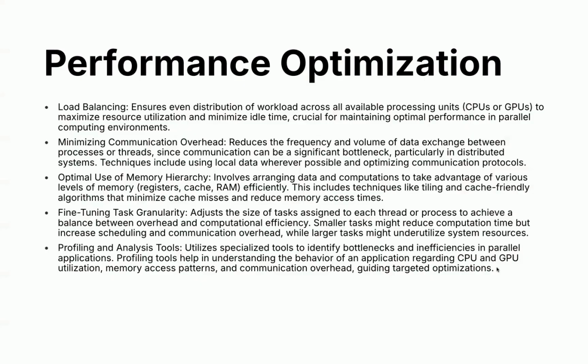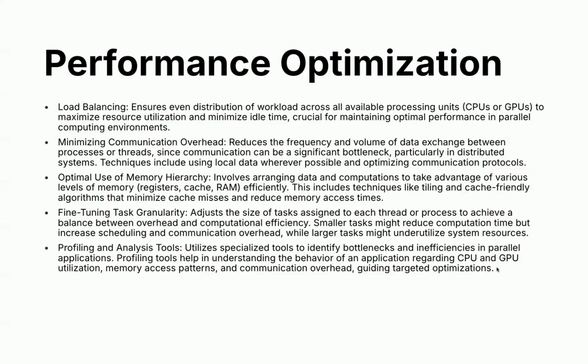Also, optimal use of memory hierarchy is very important. You want to make sure that your computations take advantage of various levels of memory, so registers, cache, and RAM efficiently. This can include techniques like tiling and cache-friendly algorithms that minimize cache misses and reduce memory access times. Utilizing the fastest memory that's available to you for given tasks on GPU, that can be the on-device memory. If you go beyond that to CPU memory, then it becomes slow.